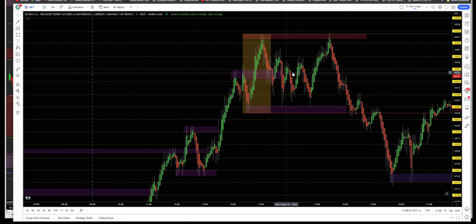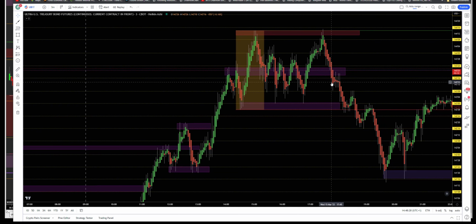Here, this is the mid, right? We got a zone over here. Maybe it's very ugly. I know it looks very ugly. We see break to the downside, retest, retest, retest, down.